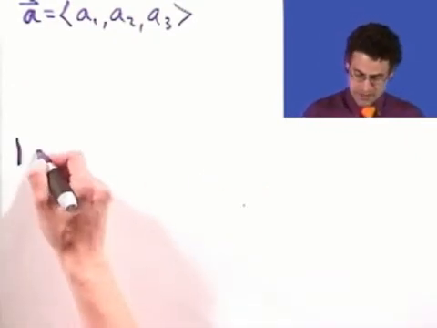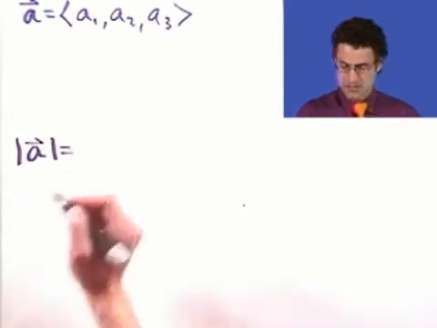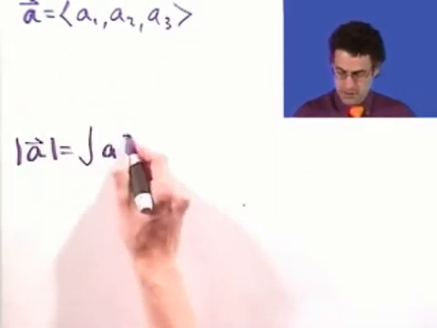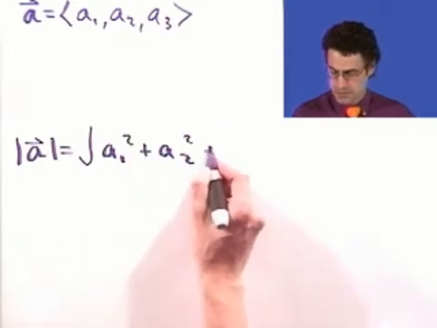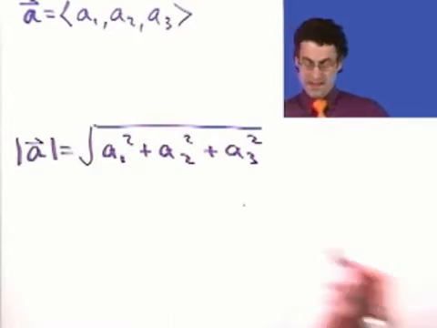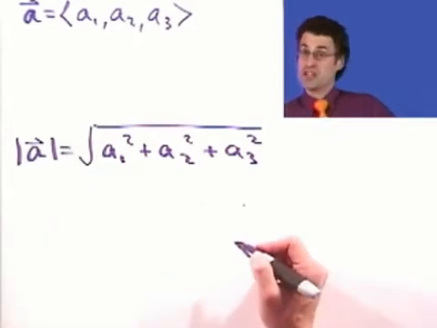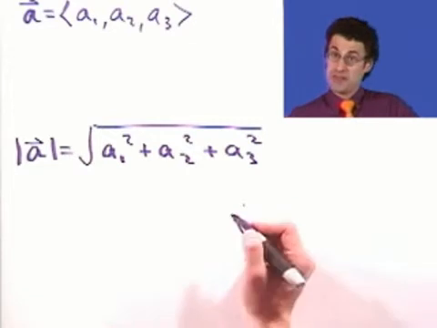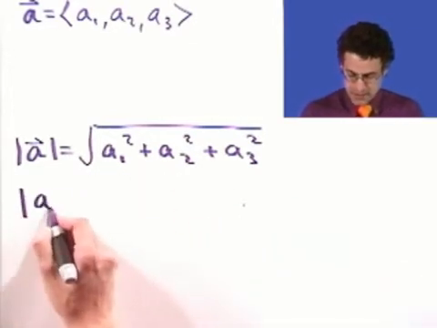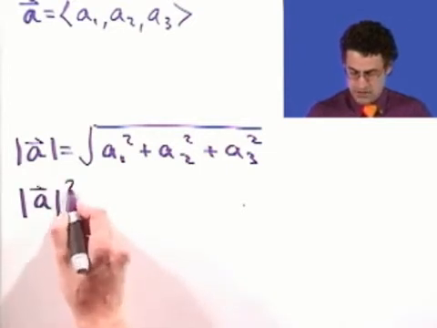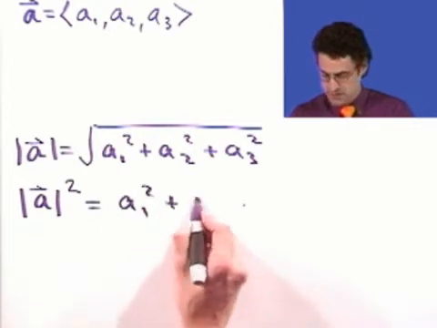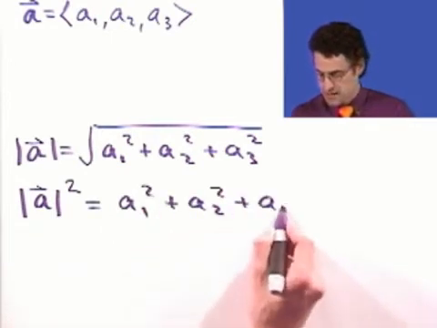Remember, we write it in terms of the absolute value symbol, but it's just the length of that arrow, which would just be the square root of A1 squared plus A2 squared plus A3 squared. And I take the square root. Now, if I were to square both sides of this, that would get rid of the pesky square root, and I would see that the length of A squared, or the magnitude of A squared, equals A1 squared plus A2 squared plus A3 squared.